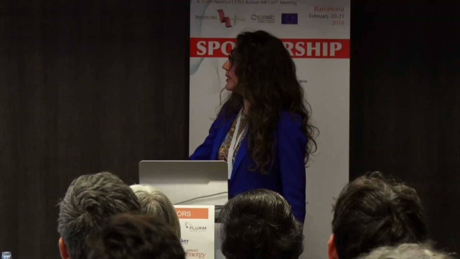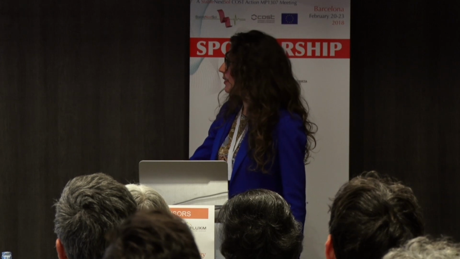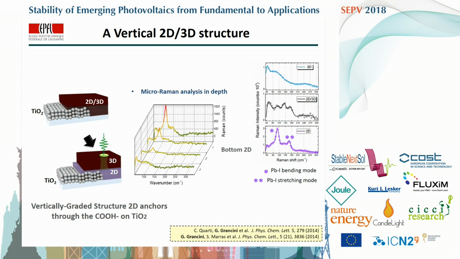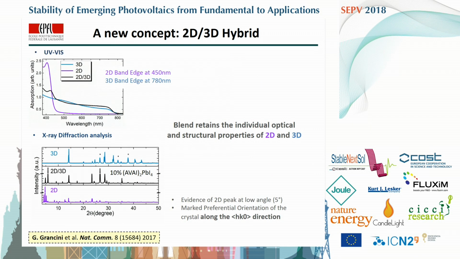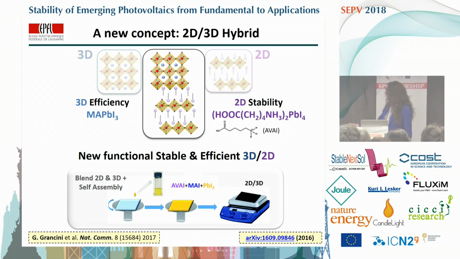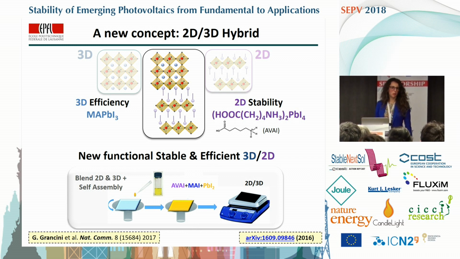Yes. Okay, so in this case, we use this cation. We used this one because we wanted to induce a better interaction with the titania surface. This also enhanced the vertical segregation that we get. So the 2D in this case is on the bottom.